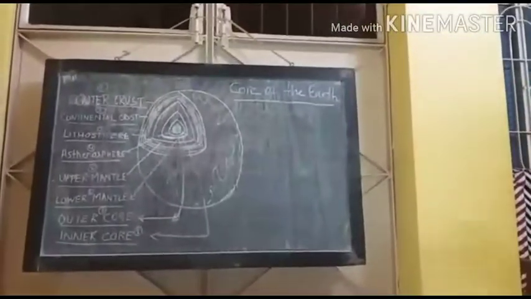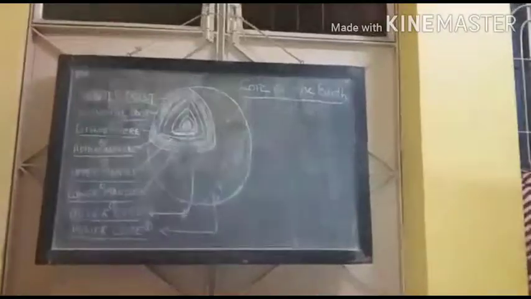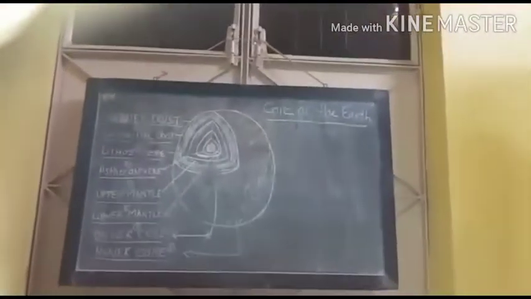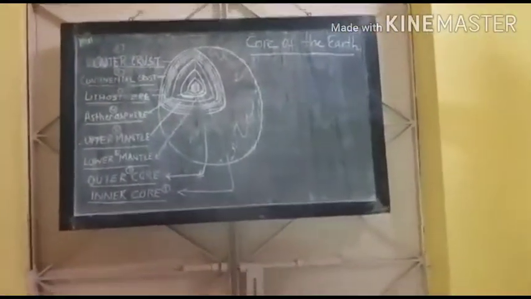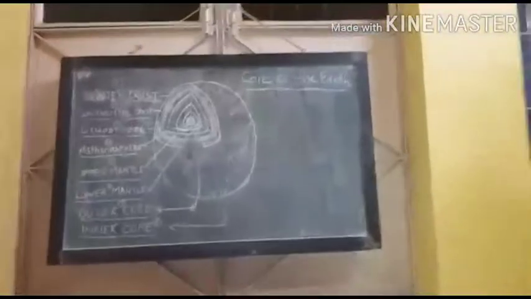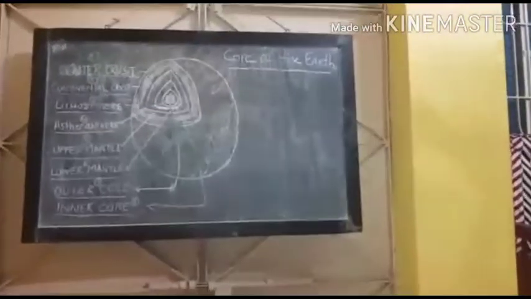Now the solid thin outer skin is called the crust. The crust is divided into two parts, that is the continental crust and the oceanic crust. The continental crust is called Sial, that is mainly composed of silica and aluminum. The ocean crust is called Sima, that is silica and magnesium. Now the outer crust is the soil and it provides most of the minerals.